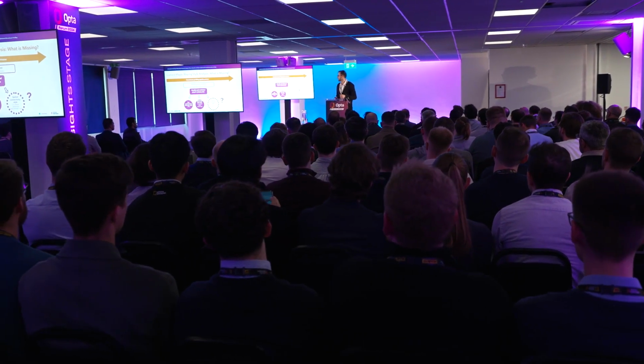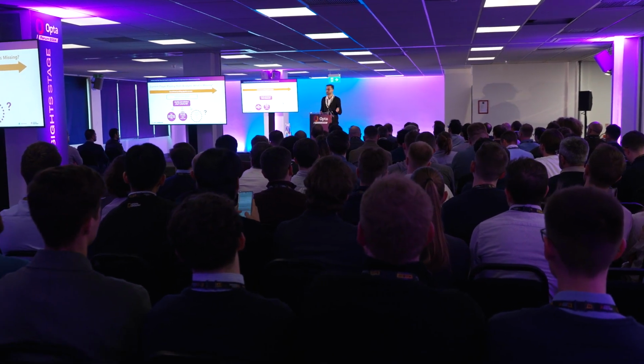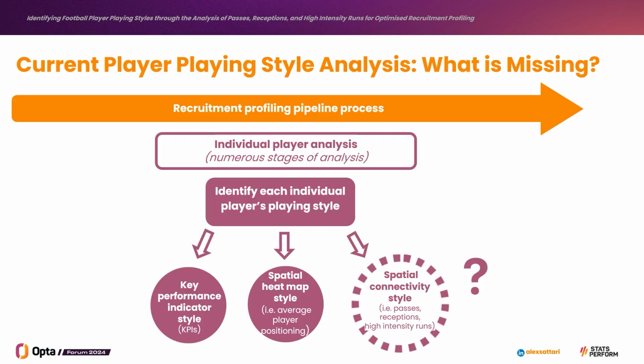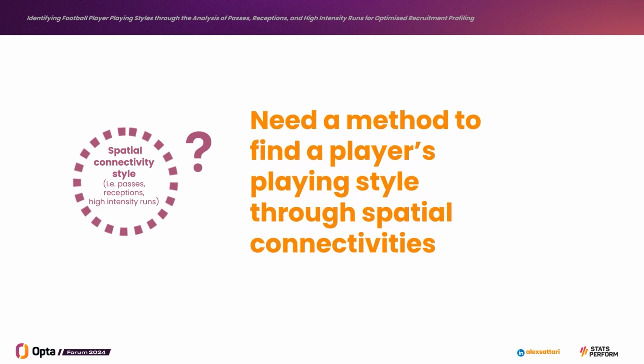However, we still are missing information, and the information we're missing is the spatial connectivities. For example, passes have an initial position and an end position. But the heat map only focuses on the beginning or the end and shows kind of an average positioning. We miss this connection. So we would like to go even one step further and find the style of a football player based on all these spatial connectivities through passes, receptions, and high-intensity runs, in-position high-intensity runs and out-of-position high-intensity runs. So, spatial connectivity style.